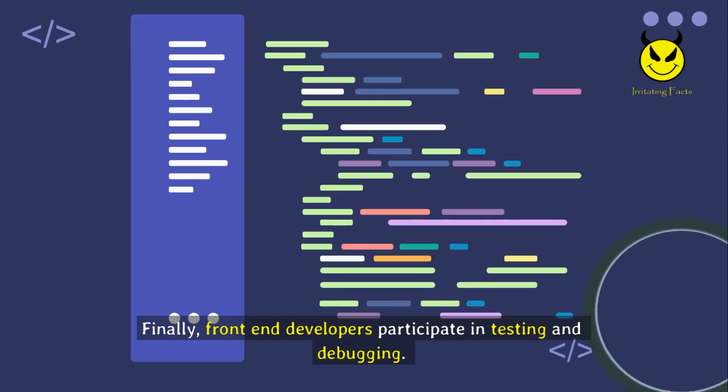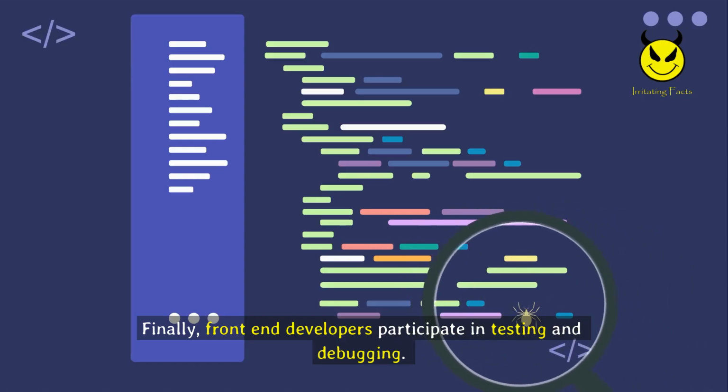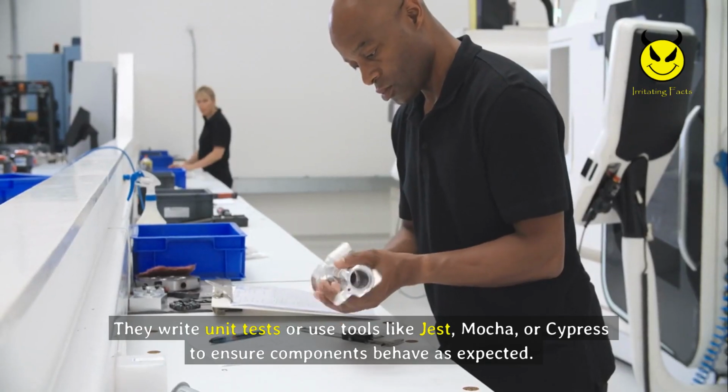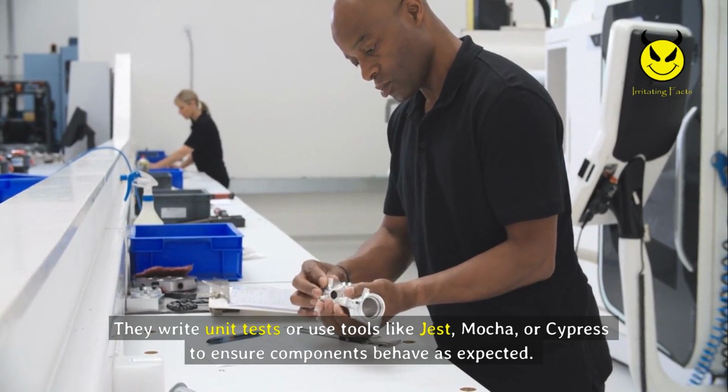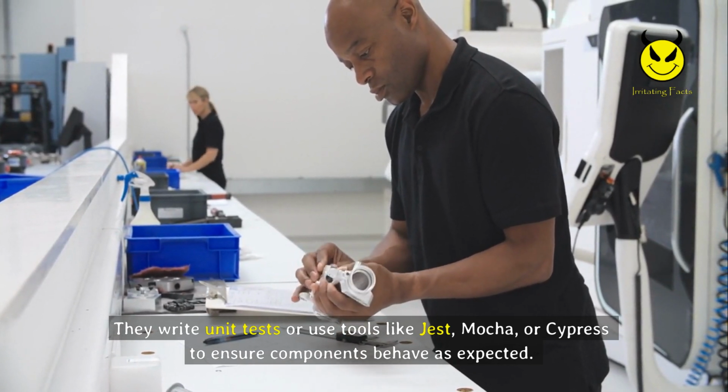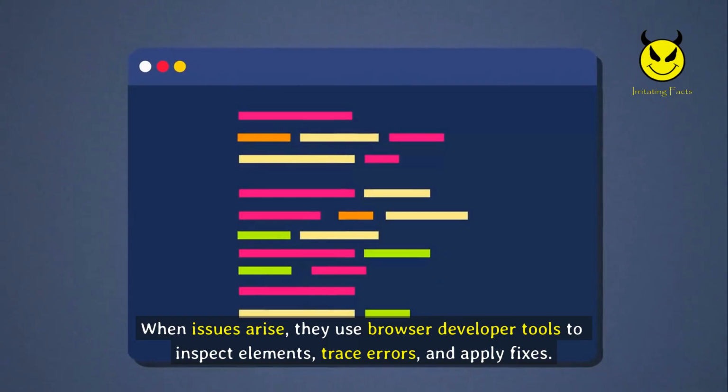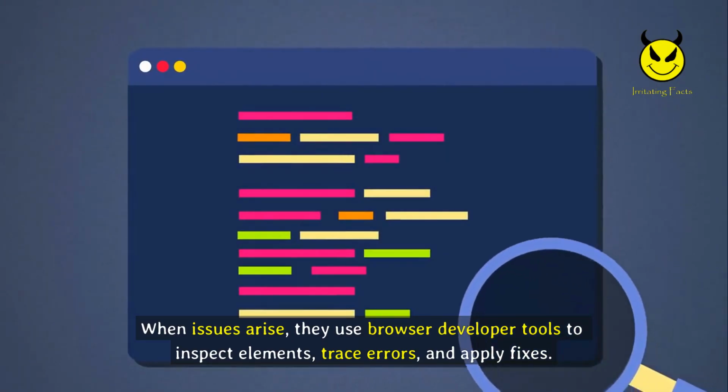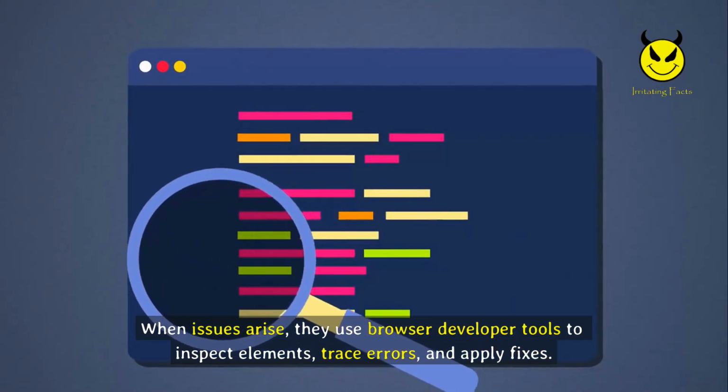Finally, front-end developers participate in testing and debugging. They write unit tests or use tools like Jest, Mocha, or Cypress to ensure components behave as expected. When issues arise, they use browser developer tools to inspect elements, trace errors, and apply fixes.